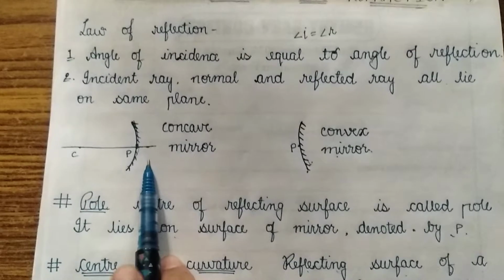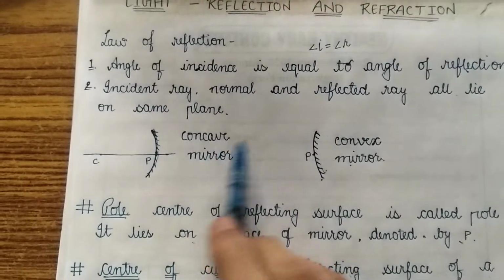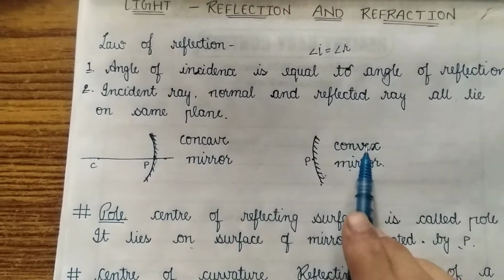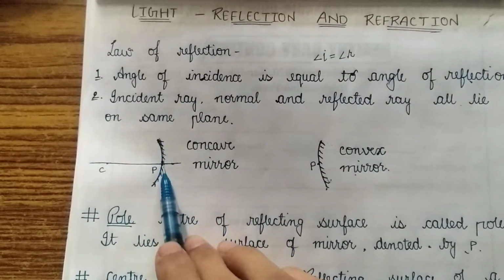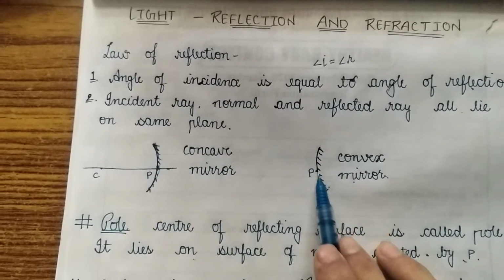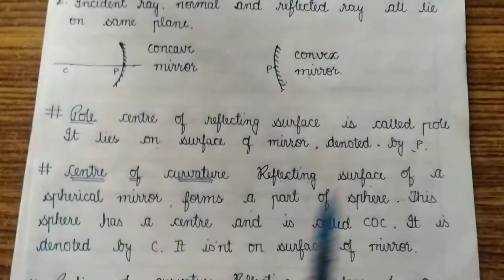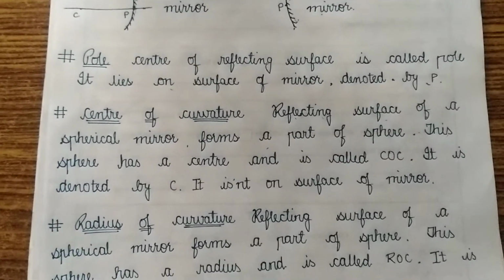Now we will see mirrors. There are two types of mirror, one is the concave mirror and one is the convex mirror. A concave mirror is bulging inwards and a convex mirror is bulging outwards. Now we will see some terms related to the mirror. This will help you further.